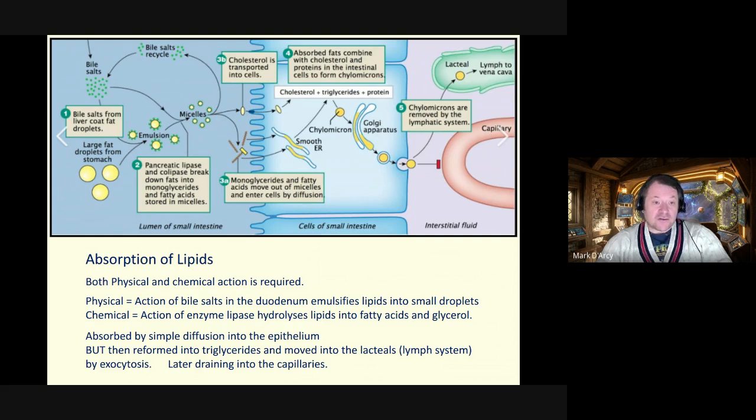So basically, bile salts from the liver coat the fat droplets. Pancreatic lipase and colipase break down fats into monoglycerides and fatty acids stored in micelles, small beads of fat. Monoglycerides and fatty acids move out of the micelles and enter cells by diffusion. Cholesterol is transported into cells. Absorbed fats combine with cholesterol and proteins in the intestinal cells to form chylomicrons. This basically involves the smooth endoplasmic reticulum and Golgi apparatus. Chylomicrons are removed by the lymphatic system into the lacteals.